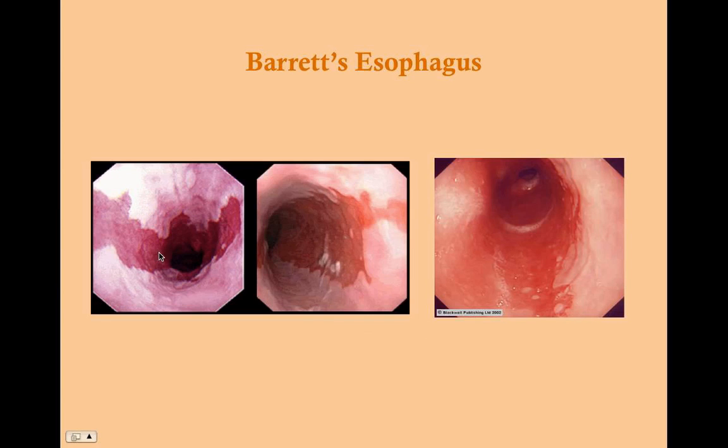As you see, this looks just like regular old inflammation, but these happen to be Barrett's esophagus. It doesn't look any different than inflammation. You've got to get a biopsy, send it off to the histologist, and then you'll get your diagnosis.